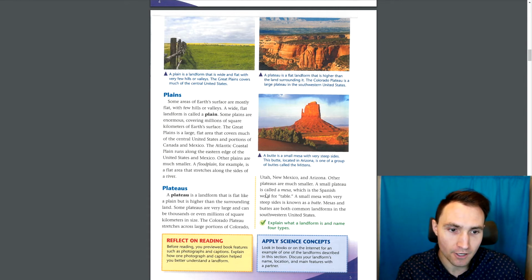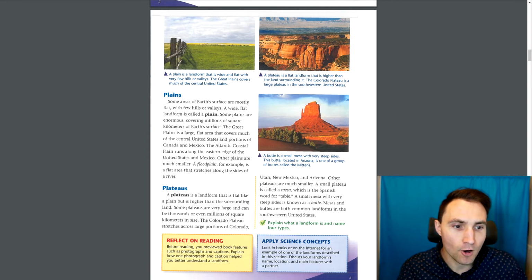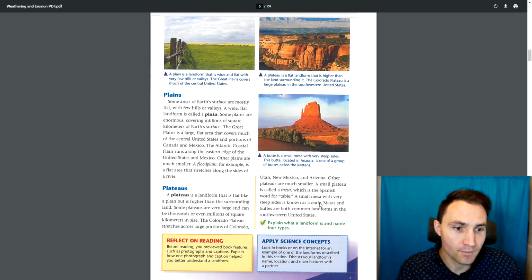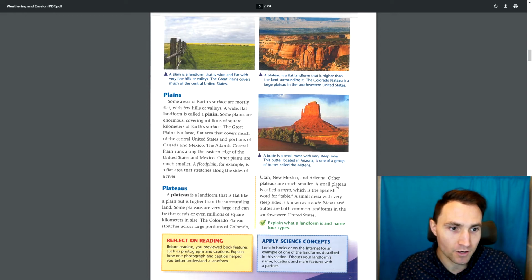A small plateau is called a mesa, which is the Spanish word for table. A small mesa with very steep sides is known as a, how would you say that? Looks like T. It's pronounced butte. Is known as a butte. Mesas and buttes are both common landforms in the southwestern United States. So here's a picture of a butte. A butte is a small mesa with very steep sides. This butte, located in Arizona, so close to us, is one of a group of buttes called the Mittens.